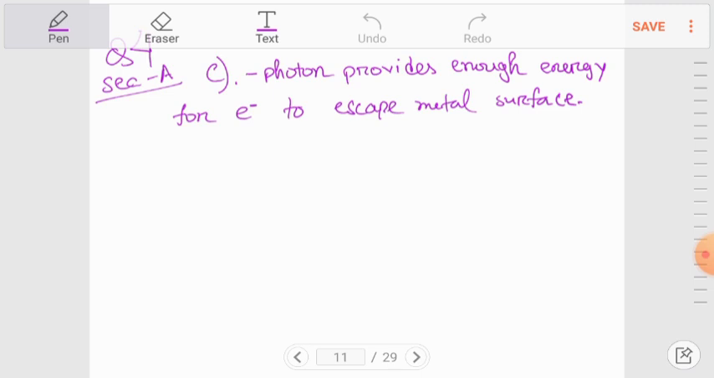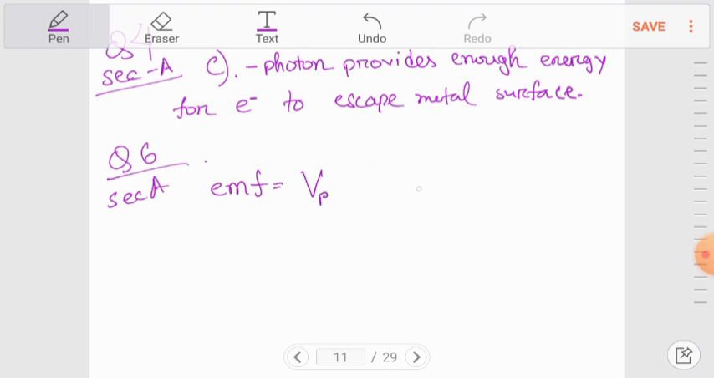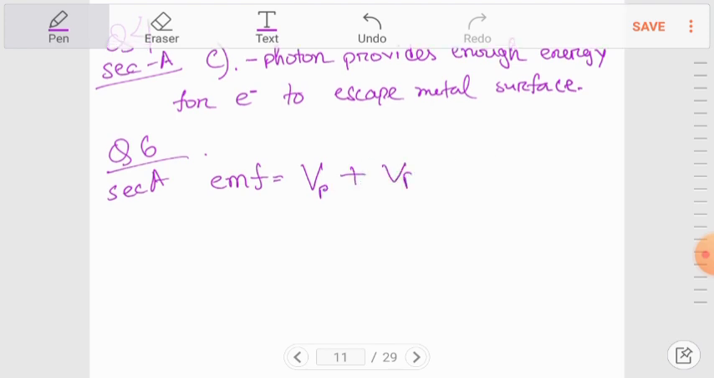I'm solving question number 6 of section A. Question 6 wants you to find the formula that gives the value for the current in this cell. We have already seen in the diagram that the internal resistance and the variable resistor are connected in series, and in series circuits the voltage gets divided. That's why we made an equation that EMF equals the sum of the voltages, the voltage of the internal resistor and the voltage of the variable resistor.